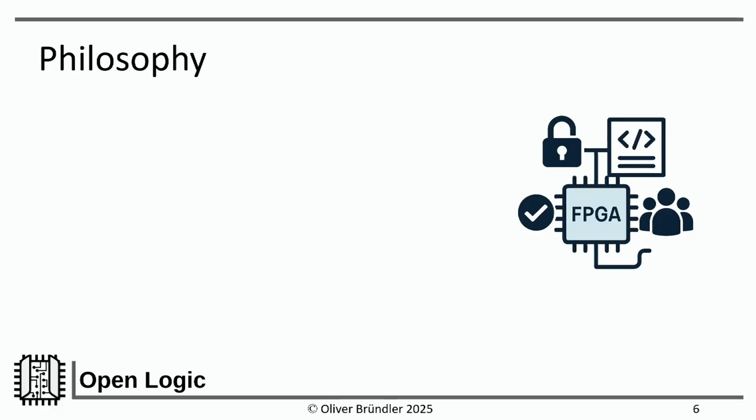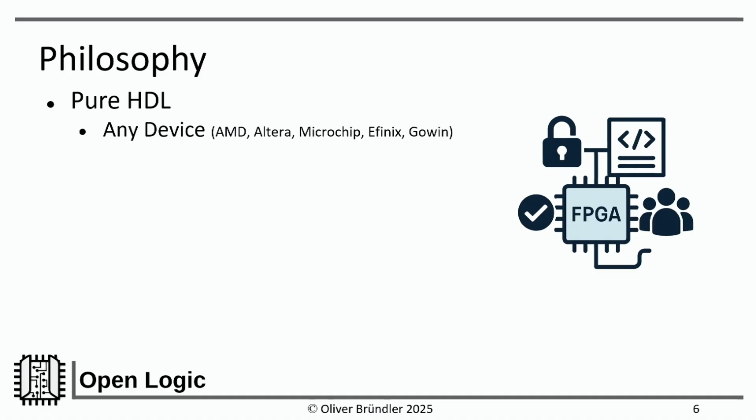About the philosophy of OpenLogic. First of all, OpenLogic is pure HDL code. This means it compiles to any device out now and any device in future. That's very important because it means implicitly you can compile the code to new devices and you don't have to wait for them to be supported or the likes.